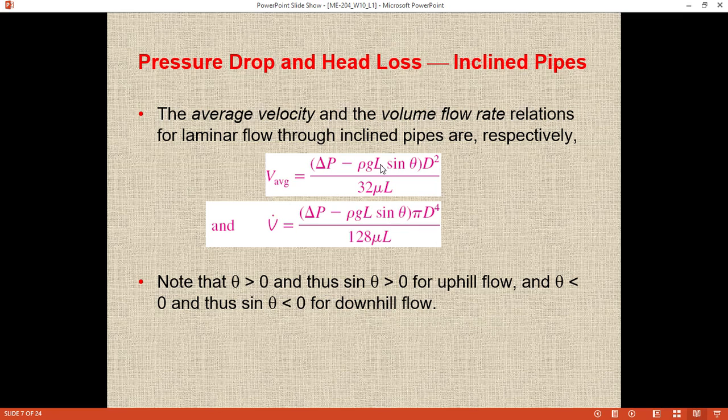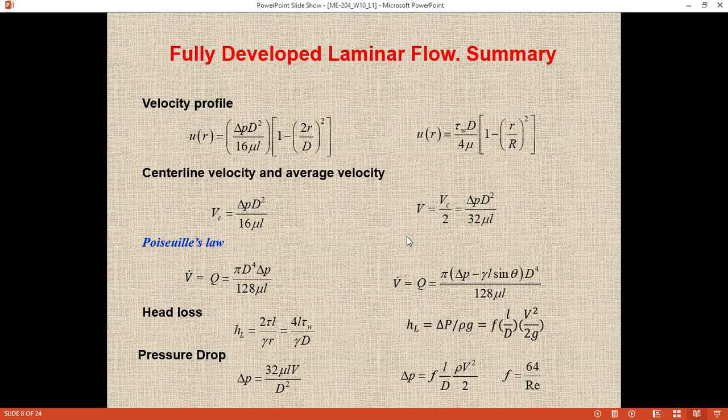When you continue the derivation, you will get this. You see, here are the cases when theta is greater than or less than 0, and this equation will be applicable. Even if theta equals 0, this equation will be applicable, and sine 0 equals 0, so it becomes the same equation we derived for the straight pipe. And here is the summary for the fully developed laminar flow in the pipe. If the flow, after the entrance region, achieves a fully developed laminar velocity profile, these equations are applicable.